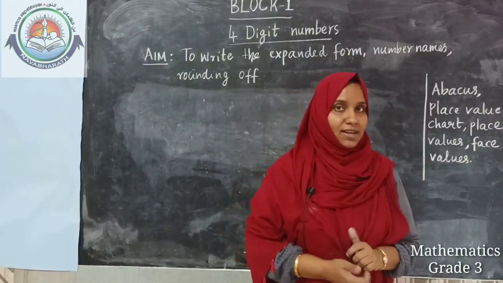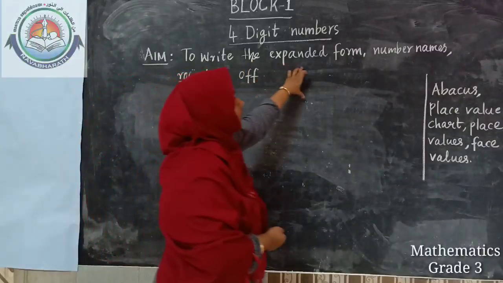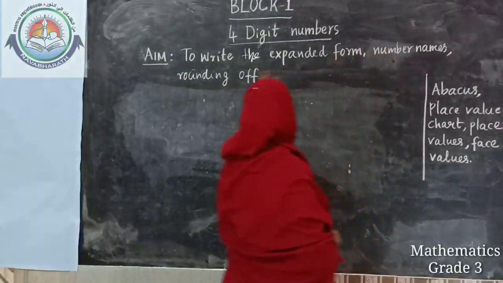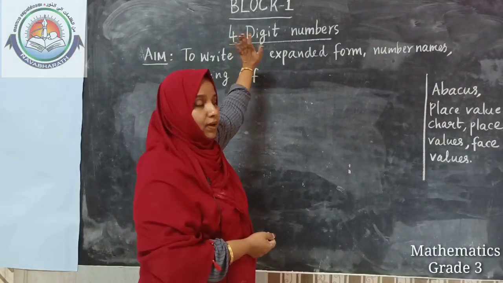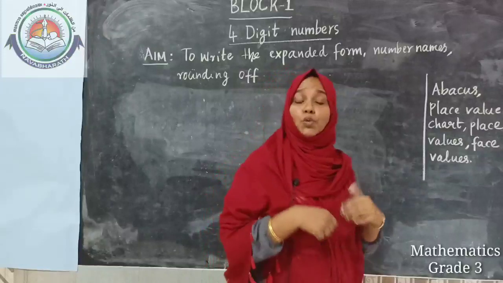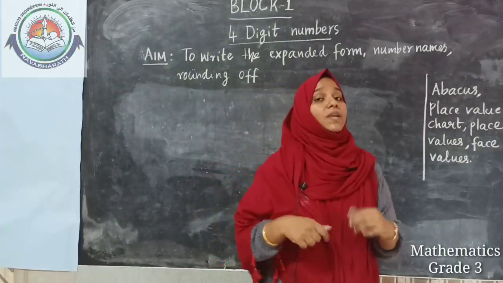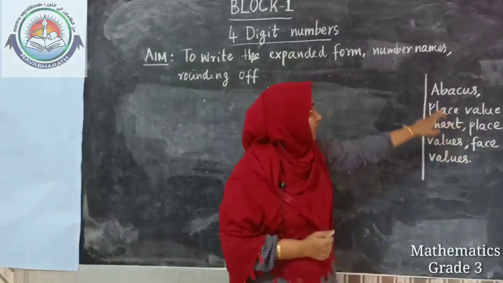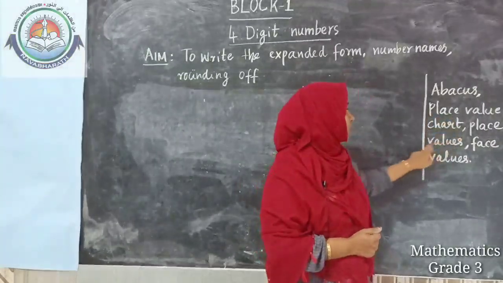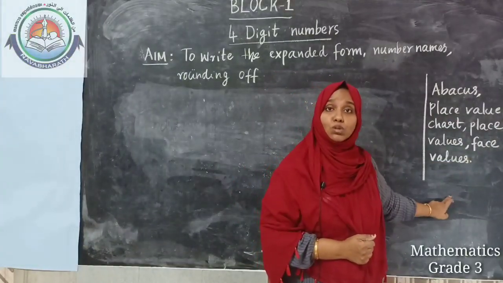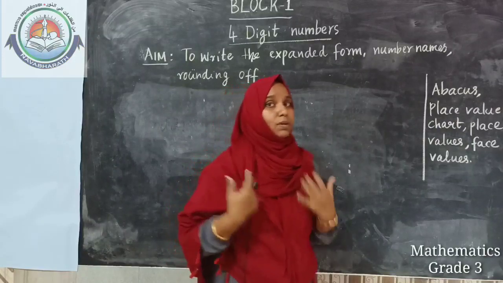Let's start our class. Today our aim is to study how to write the expanded form, number names and rounding off of a 4-digit number. Does anyone remember what we studied in our last class? What are the concepts we studied? We studied the abacus, place value chart, place values and face values of 4-digit numbers. Okay, I think all of you remember that.